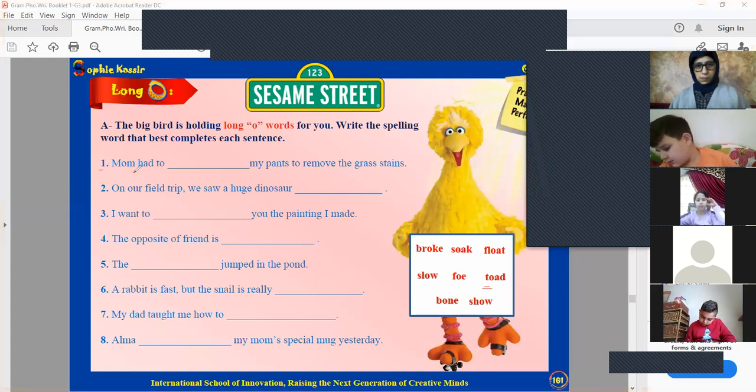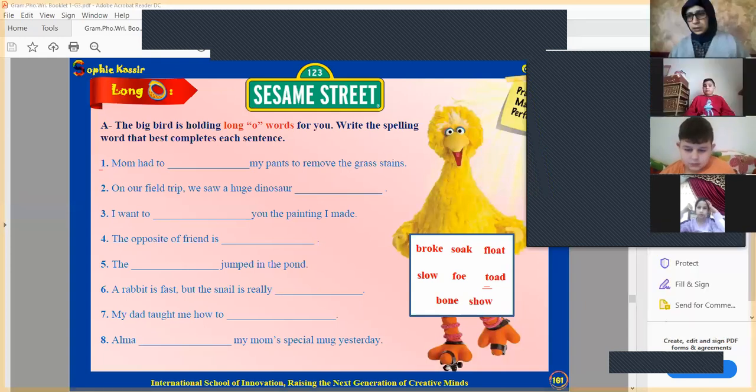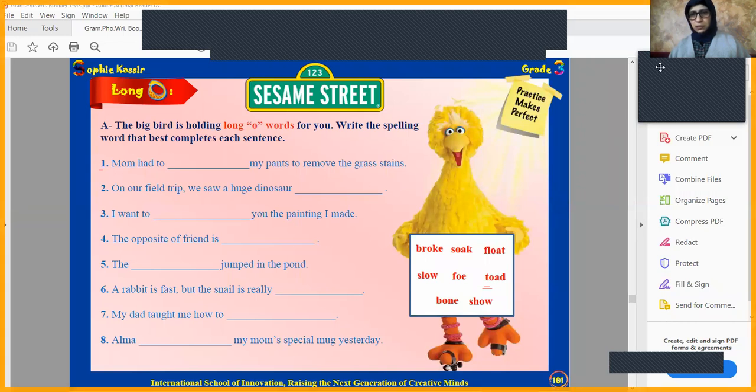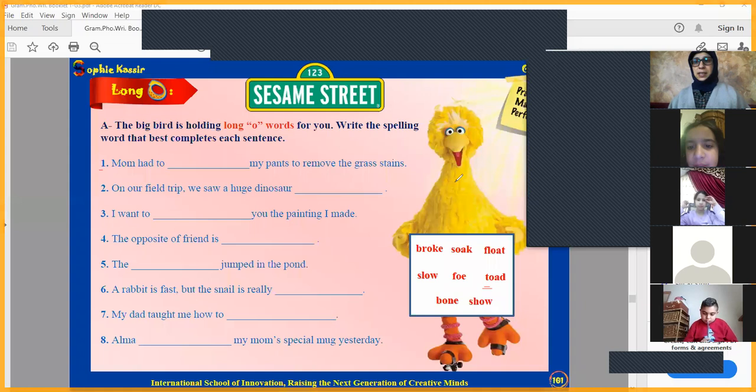Mom had to my pants. Wait, miss. One second. Yes, now speak, Aya, because I don't seem to see you. Okay, speak now. Mom had to my pants to remove the grass stains. Okay, stains means the smudges on the pants.